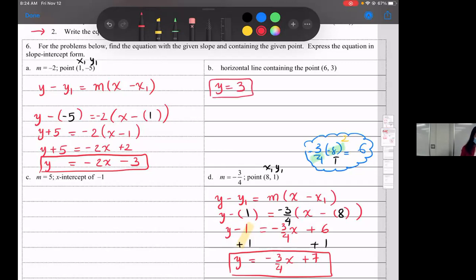Done. Let me show you how we come up with that using the slope in a point slope form. Because it's horizontal, what is the slope equal to?